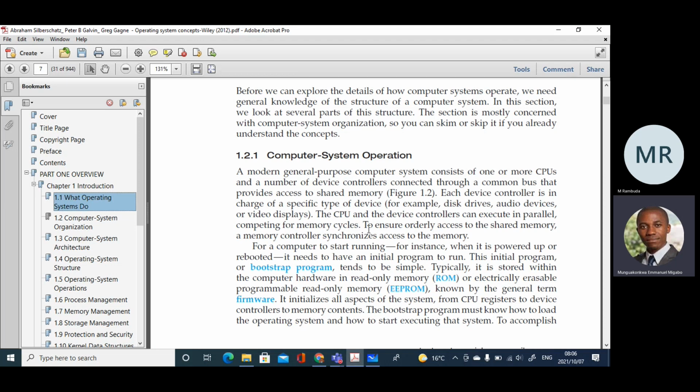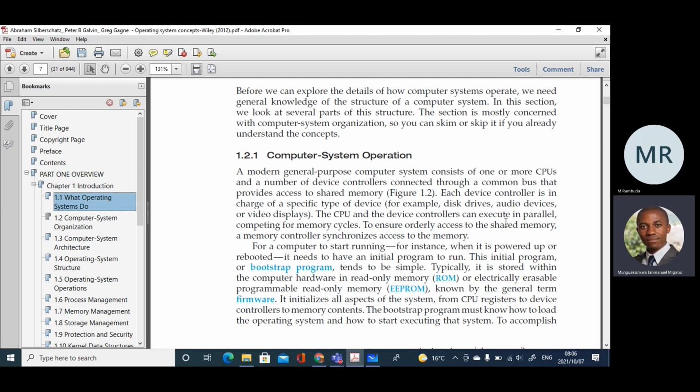So the CPU as well as the device controllers can actually execute in parallel. So there's a level of parallelism in processing between the CPU and the device controllers. And therefore, they will end up competing for memory cycles because they're executing in parallel. There's probability that they can finish executing or processing whatever task they are allocated more or less at the same time, and all attempt to access the same memory. That competition, we are pointing it out because the operating system is the one that manages that.